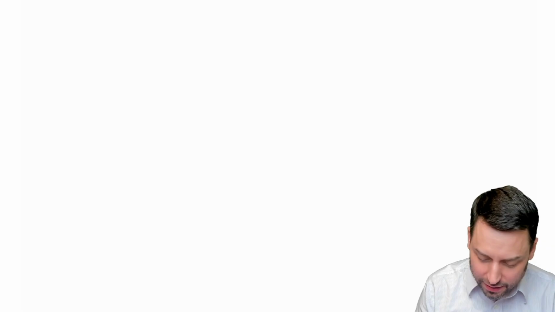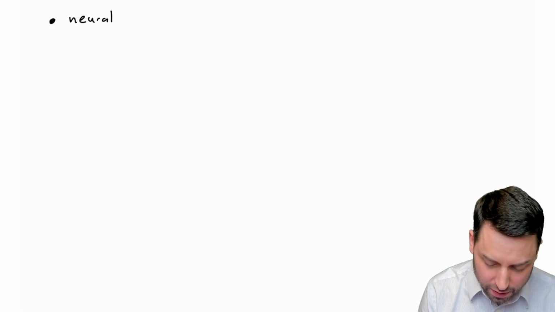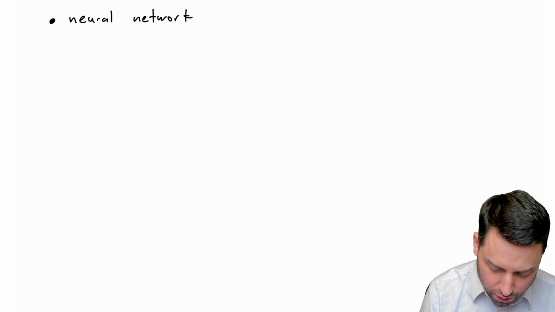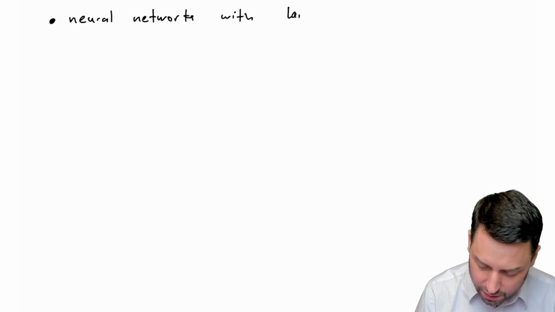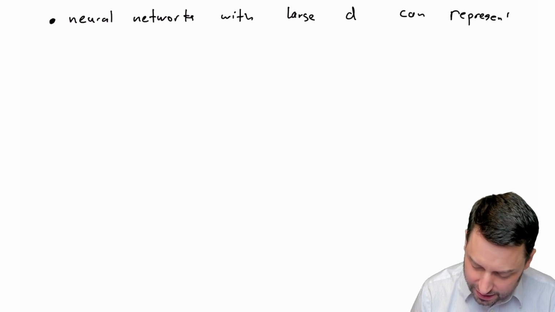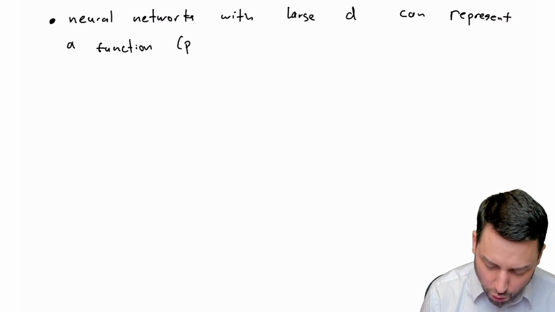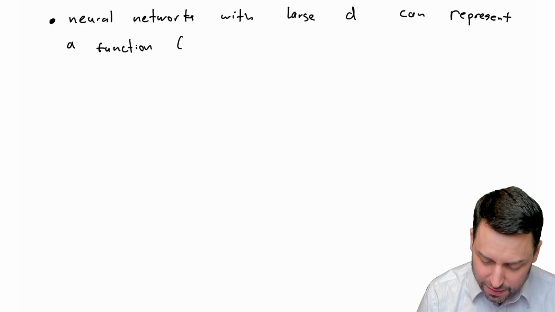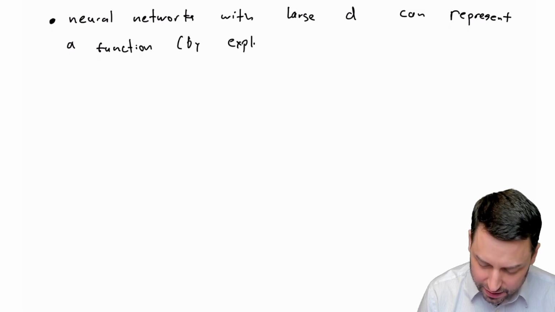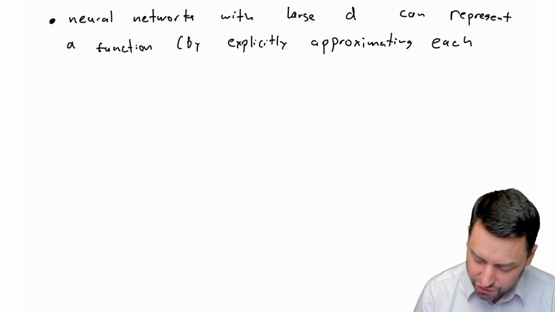Okay, so again, if the details there were a bit too convoluted, the key underlying point is that neural networks with large d can represent any function, basically by piecewise, by explicitly approximating each portion of the function.